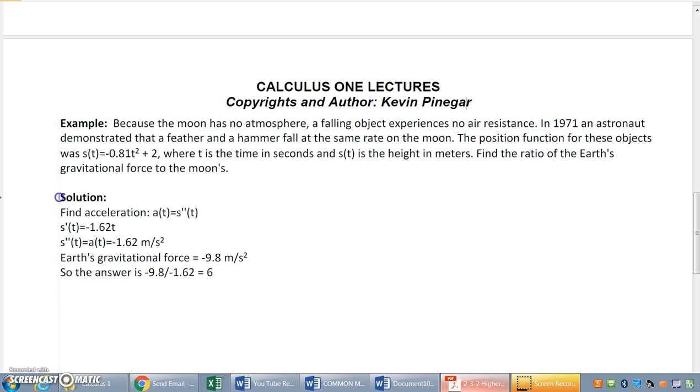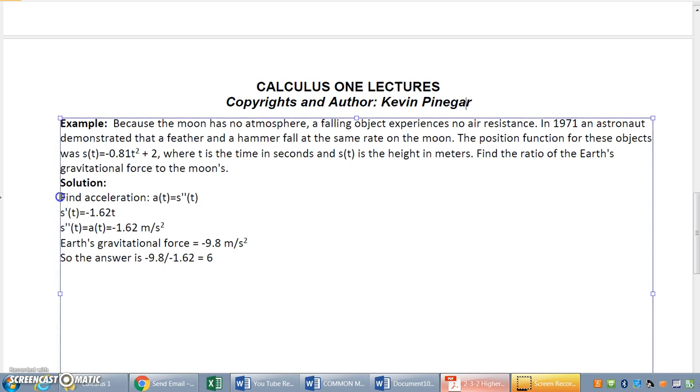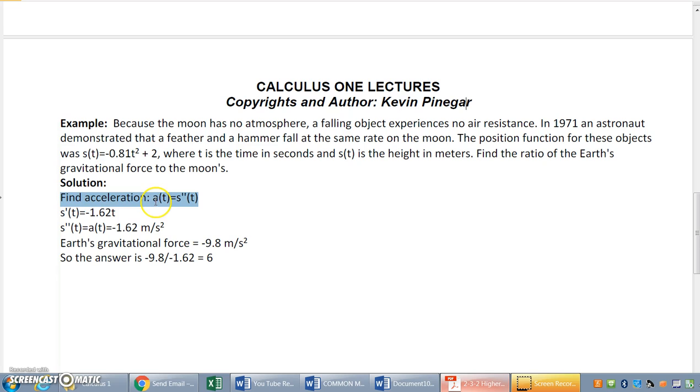Okay, so basically what I need first is to find the acceleration. Remember, the acceleration function is the second derivative of position. So to get to that, let's find the first derivative of position. The first derivative using the power rule would give me negative 1.62 t. And then the second derivative of that would just give me the constant negative 1.62, and that would be in meters per second squared. Now the Earth's gravitational acceleration is 9.8 meters per second squared.